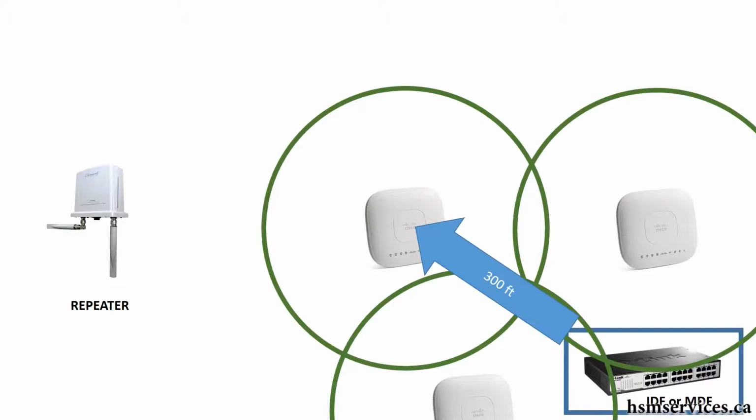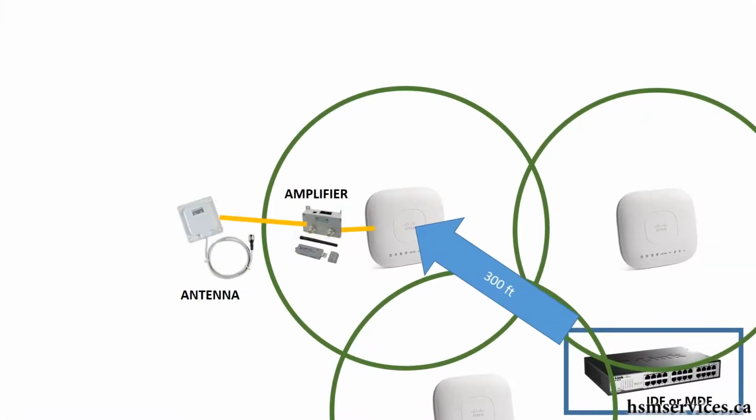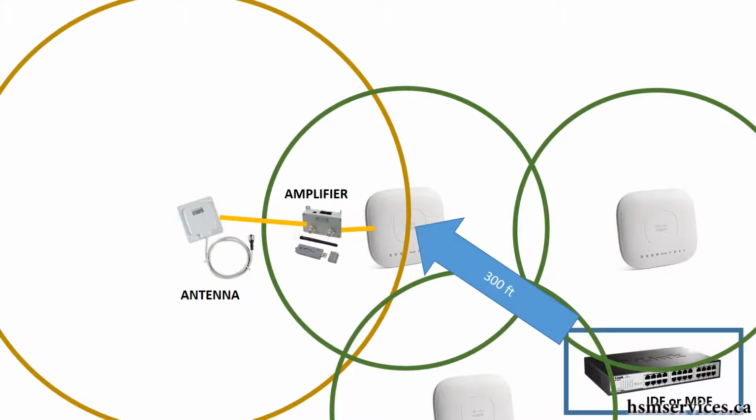Of course, the other option is, let's say we couldn't build an IDF out here. Then we just add a repeater, and the repeater picks up the signal, and the repeater has a coverage area. Or we can add an amplifier to our access point, and then add an antenna. And the antenna has a coverage area. It's much larger, and now we don't need to build an IDF. That's another option.